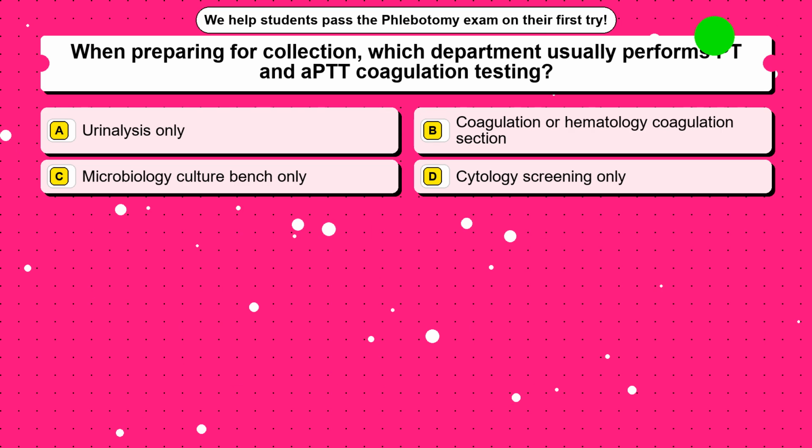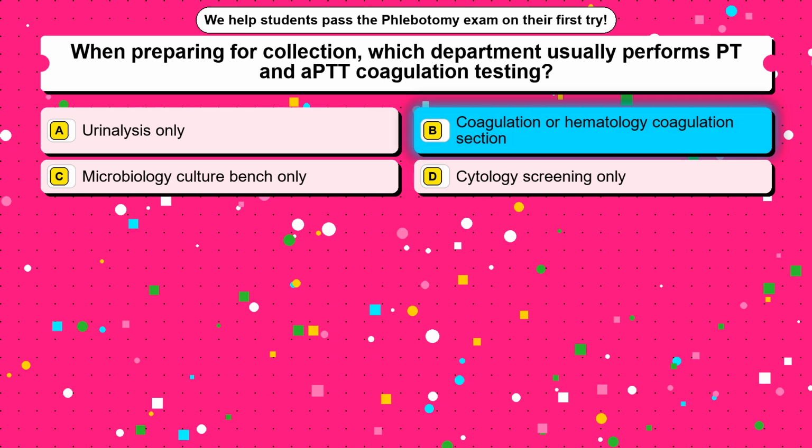Question 65. When preparing for collection, which department usually performs PT and APTT coagulation testing? Option A, urinalysis only. Option B, coagulation or hematology coagulation section. Option C, microbiology culture bench only. Option D, cytology screening only. The correct answer is option B. Coagulation or hematology coagulation section.